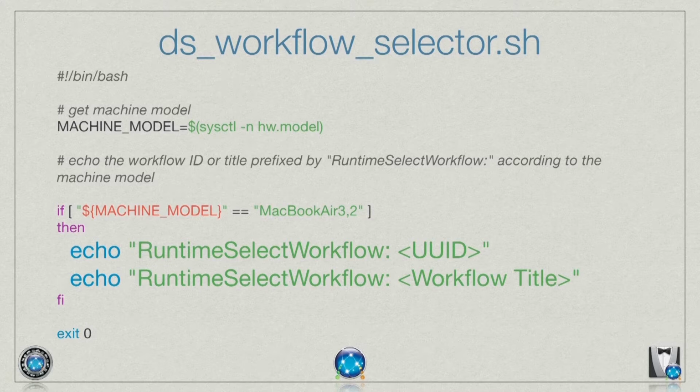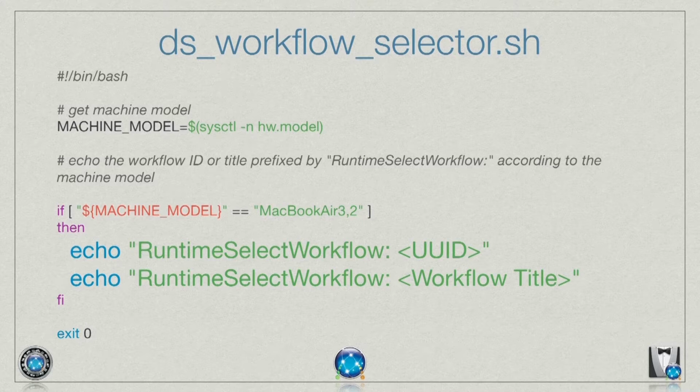Now, if you're like me, you may have to change your titles from time to time to make them more user-friendly. So my recommendation is to always use the UUID. You'll notice in the DeployStudio workflow that you can see the identifier, and if you double click on it, it'll allow you to highlight and copy that identifier right out of DeployStudio, making it easier to modify your scripts and use the UUID of the workflow rather than the title.